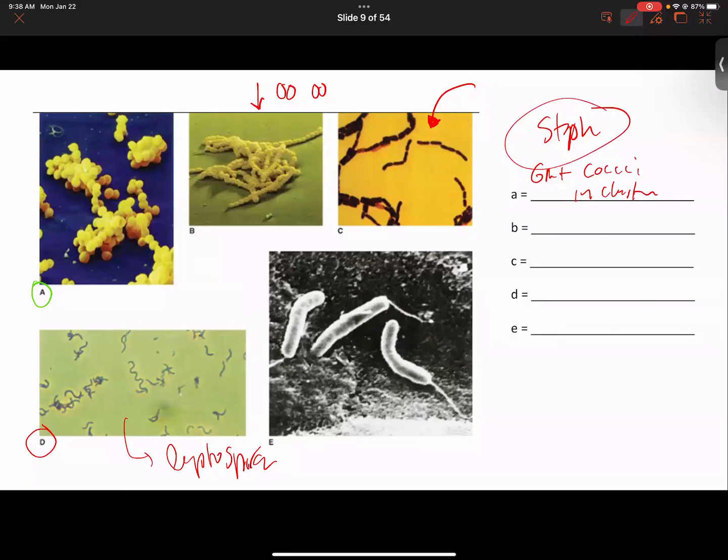Do you know what Treponema pallidum is? Have you heard of that? Has anybody heard of Treponema? Have you heard of syphilis? Yes. All right, so syphilis is caused by the spirochete Treponema pallidum. Treponema pallidum, like Leptospira, has this corkscrew appearance.